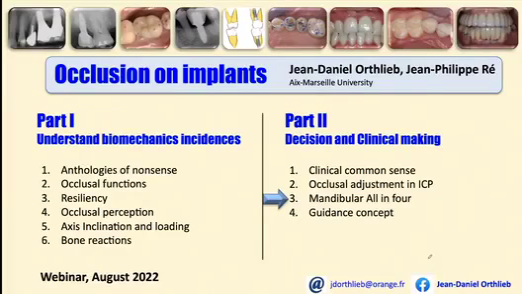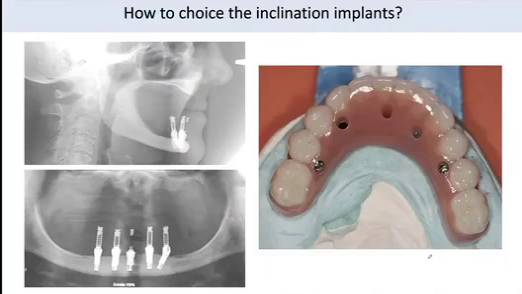Okay, now we can open another chapter, a specific chapter concerning mandibular all-on-four, like this, for example. And it is not to discuss the occlusal adjustment in ICP, because in a full arch we have to obtain simultaneous contact in ICP. Okay, the discussion concerning the implant direction and the force.